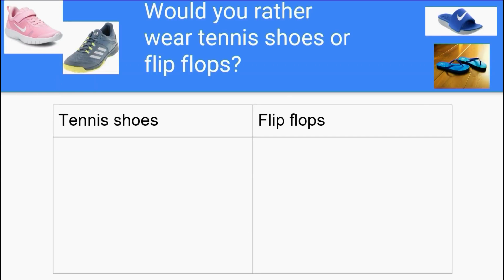I wonder if we could represent the data for tennis shoes and flip-flops with tally marks. Can you make your work to match the representation of your tennis shoes or flip-flops? Look at the data that you collected. Now do it with tallies. How can you show tennis shoes or the flip-flop data so that your teacher can see your thinking?